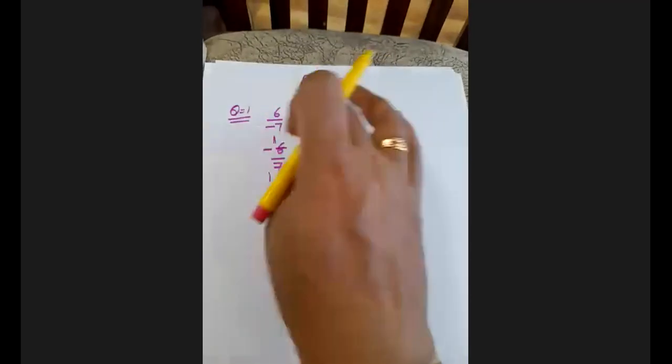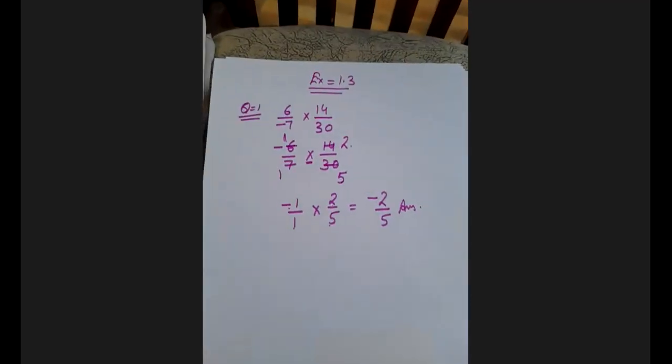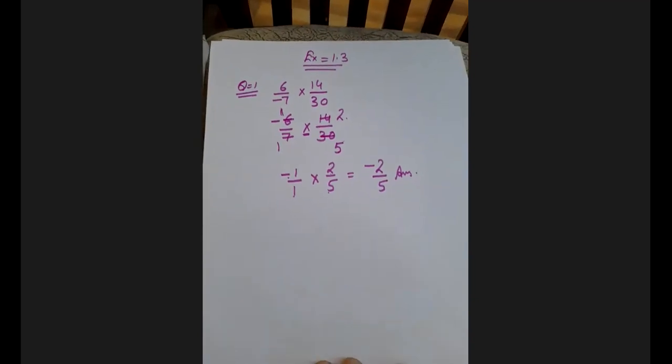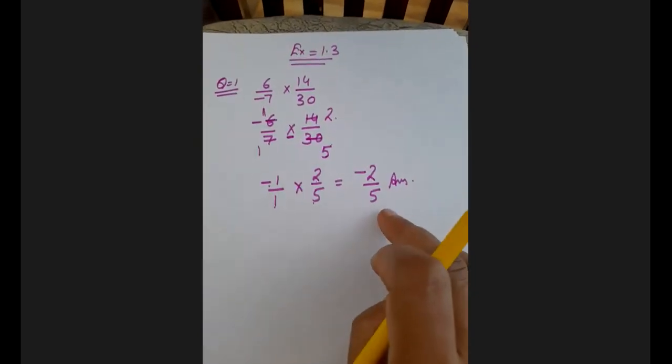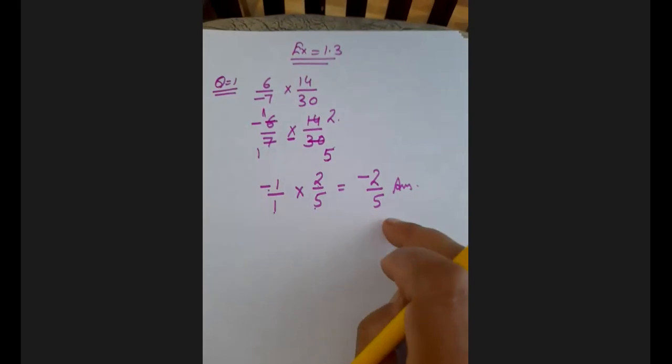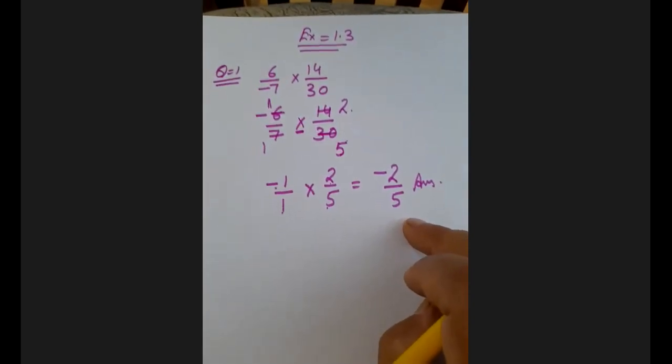Multiply these two rational numbers and give the result in its lowest term. Minus 2 upon 5 is the lowest term. Okay.